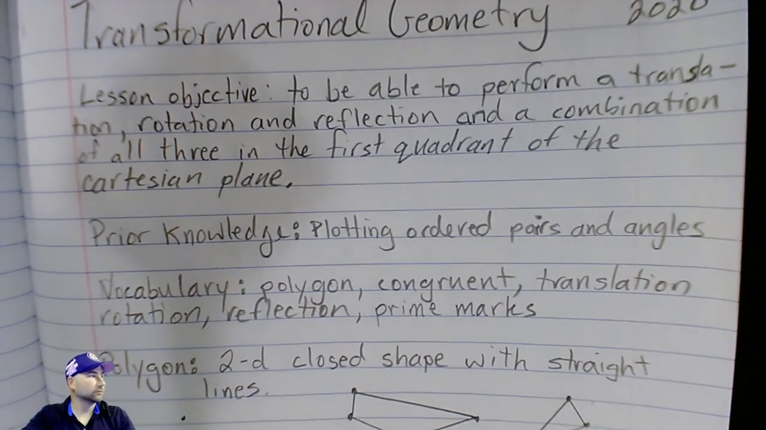Okay. So, prior knowledge: plotting ordered pairs and angles, and vocabulary. Here are the terms: polygon, congruent, translation, rotation, reflection, and prime marks. Those are the terms that I want you to learn.